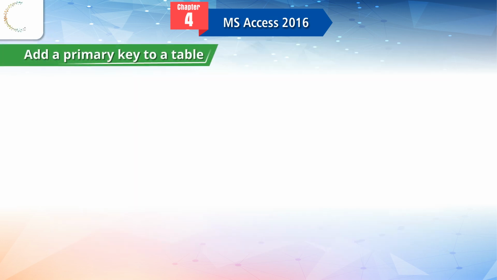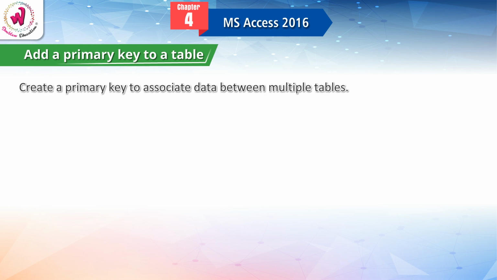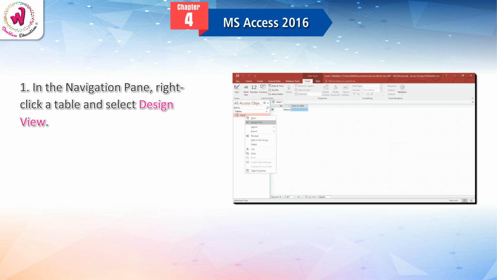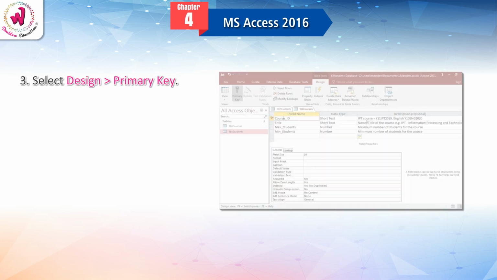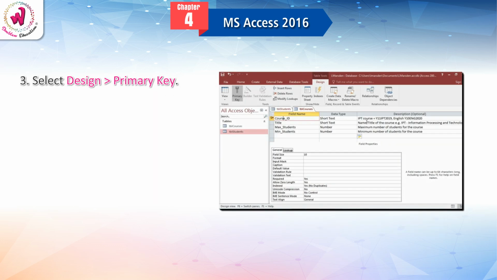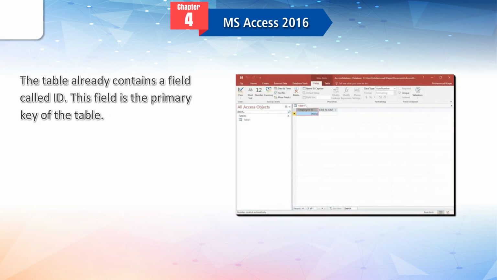Add a primary key to a table. Create a primary key to associate data between multiple tables. 1. In the navigation pane, right-click a table and select Design View. 2. Select the field or fields you want to use as the primary key. 3. Select Design, Primary Key. The table already contains a field called ID. This field is the primary key of the table.